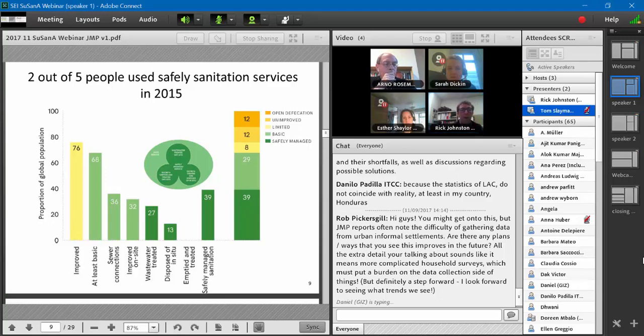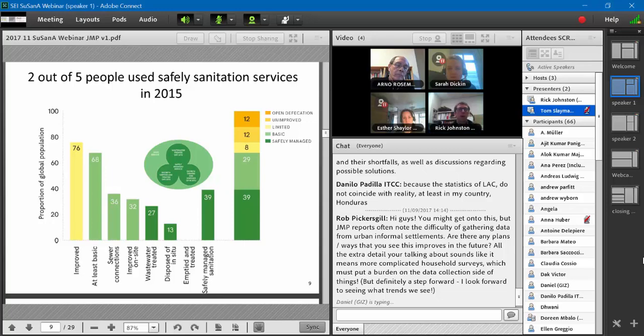And now, for the first time in this report, we've disaggregated those people with at least basic services into the type of sanitation facility they use, whether it's a sewer connection or another improved on-site system, like a septic tank or an improved latrine. So that 68% you can then divide into 36% with sewer connections that aren't shared, and 32% with improved on-site facilities that aren't shared.